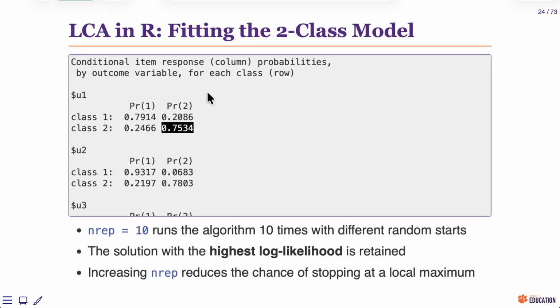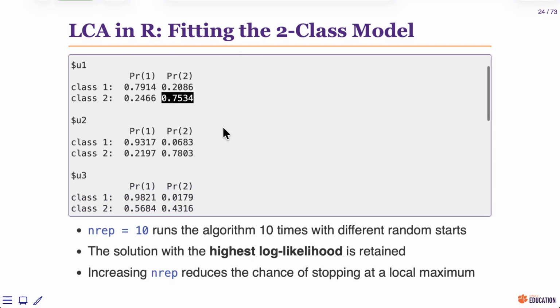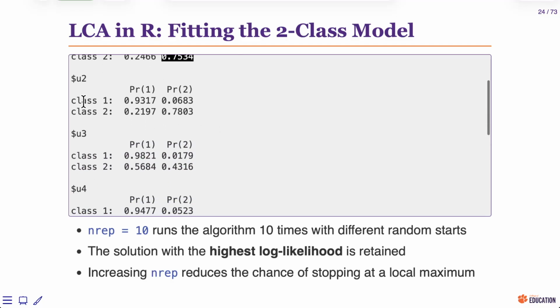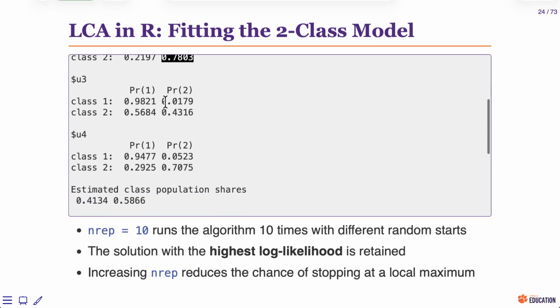So let me say that one more time. People in class 1, roughly a 21% chance of answering that first item correctly. People in class 2 had about a 75% chance. So right now we're thinking, oh, class 2, higher chance of answering the item correctly. We go to item 2, and you see people in class 1 had a 6% chance of answering item 2 correctly, while people in class 2 had a 78% chance. Same thing with item 3.